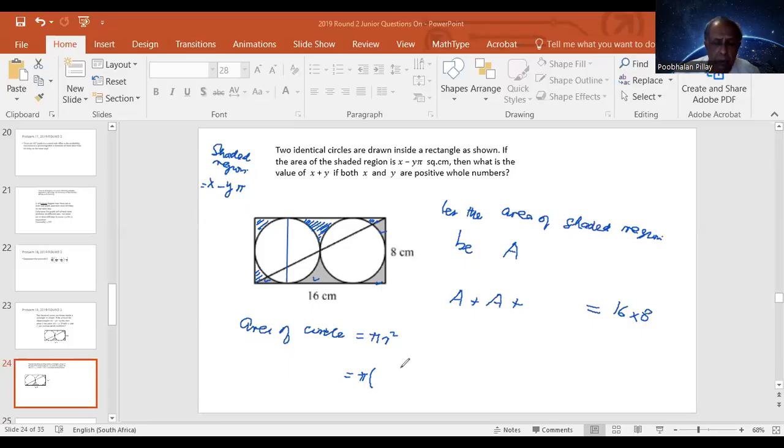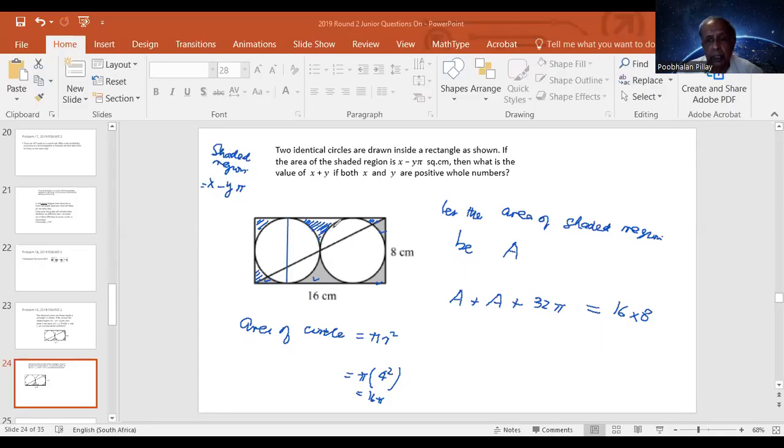So the radius is 4. So the area of the circle is 16. The area of a single circle is 16 pi, but there are two circles here. So these two circles, the combined area is 32 pi. Right?